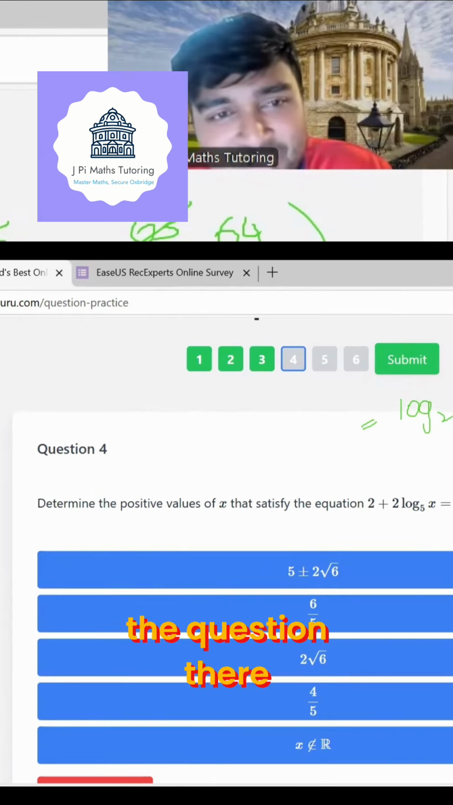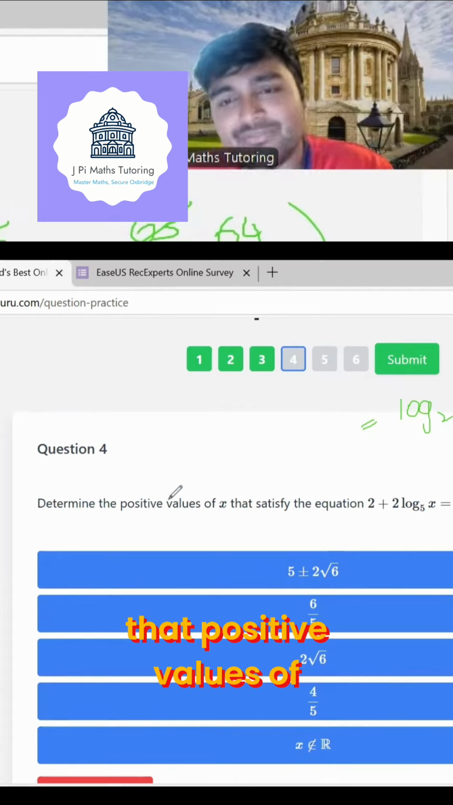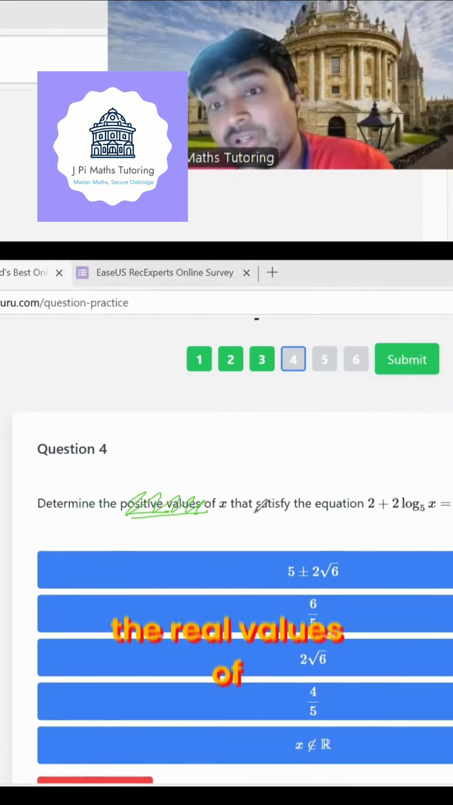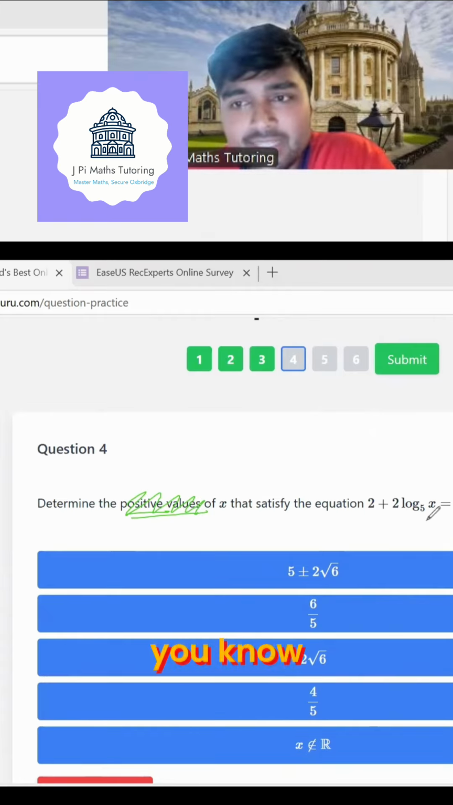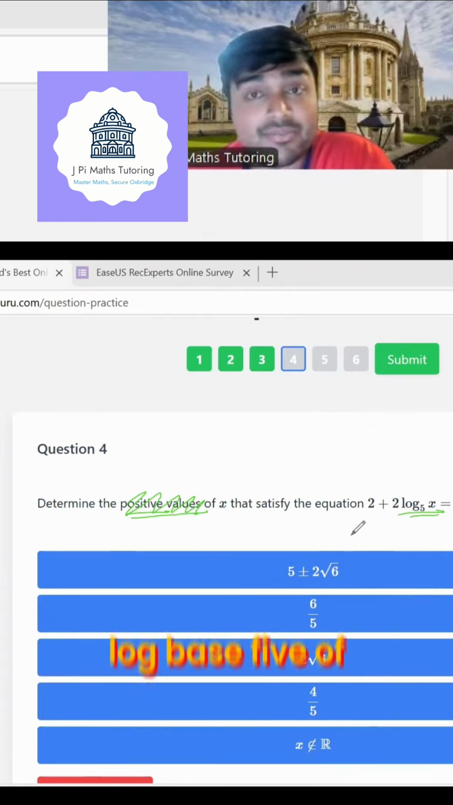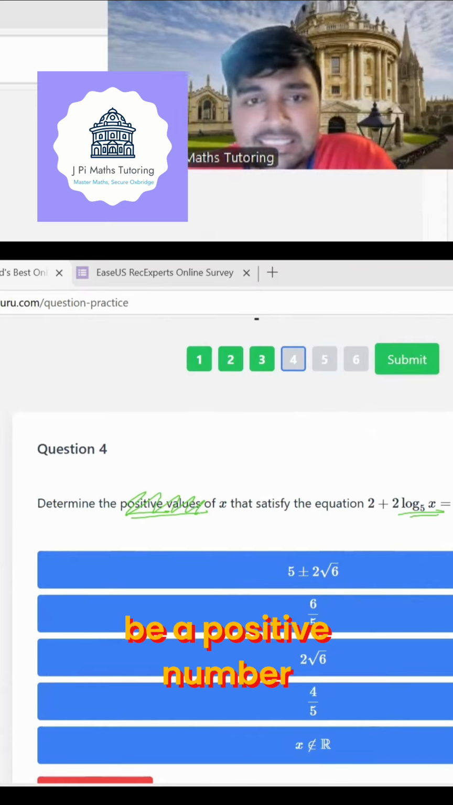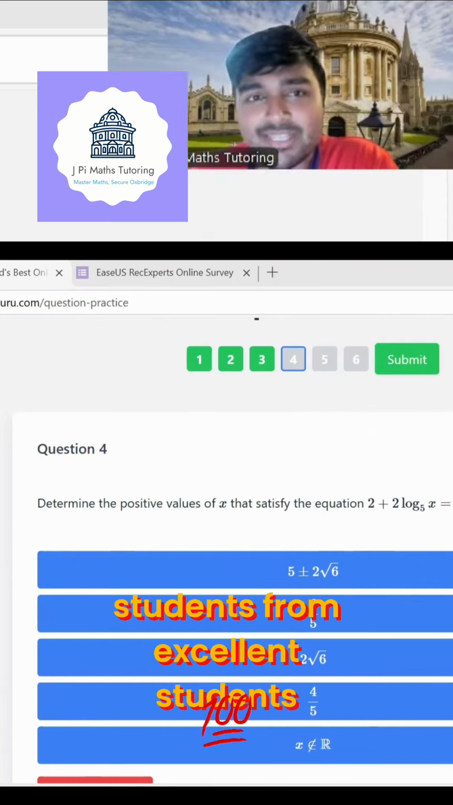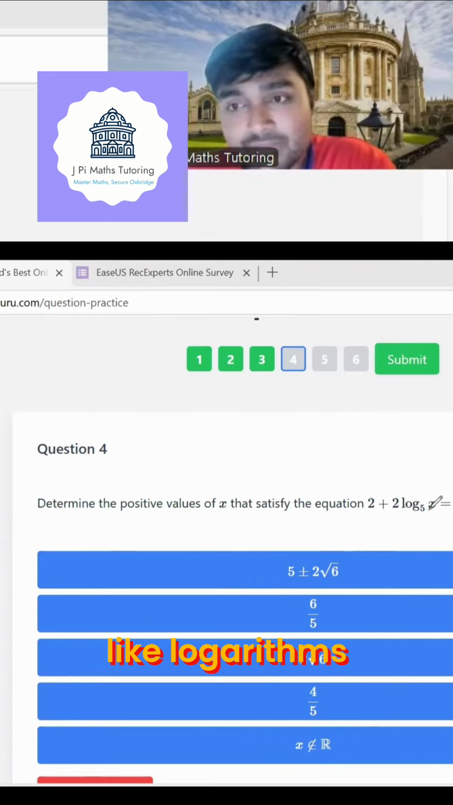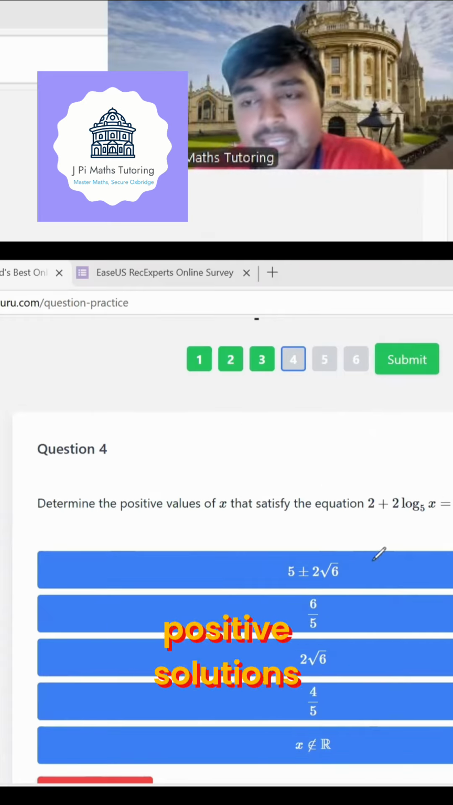As I was reading the question there, I got extremely frustrated at "positive values of x", since it should say "determine the real values of x that satisfy the equation", because in order for log base 5 of x to exist, we need x to be a positive number. So that's a really good way of differentiating good students from excellent students, when you go back and check things like logarithms. Anyway, they've given us a bit of a hint there that we only need to consider the positive solutions.